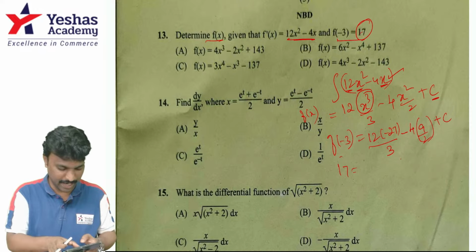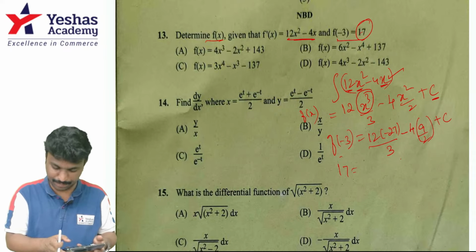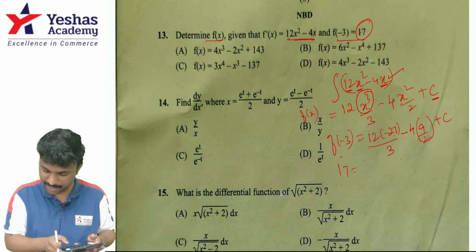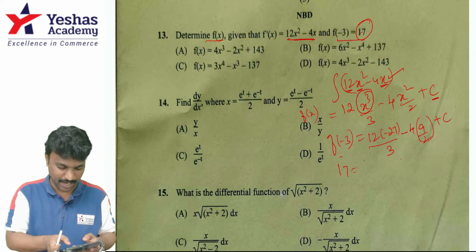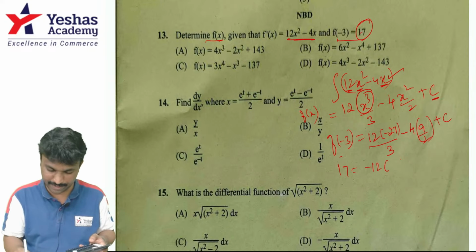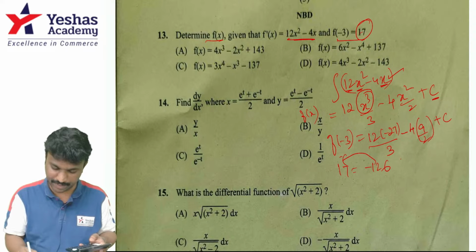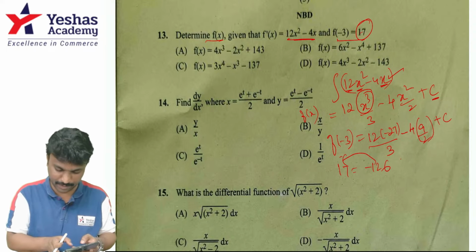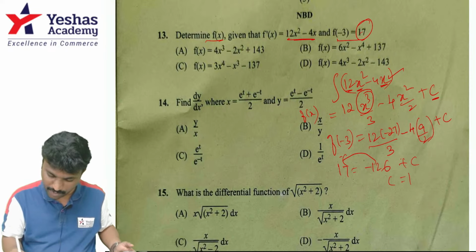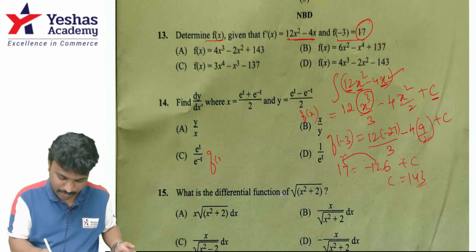So now 12 into 27 divided by 3 is negative, so minus, 4 into 9 divided by 2 is negative, so minus, plus c, so it's minus 126. So minus 126 becomes 126 on this side, 126 plus 17 becomes 143. So c value is 143. Now what is f of x?